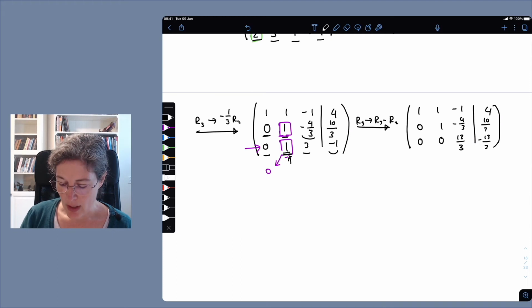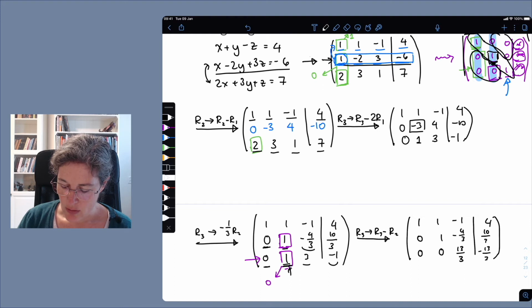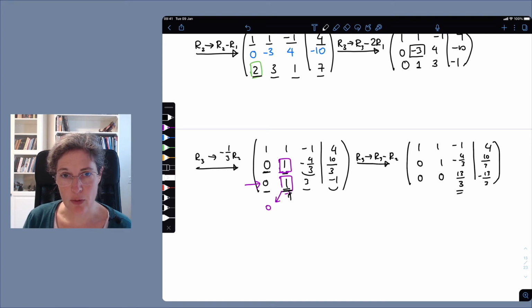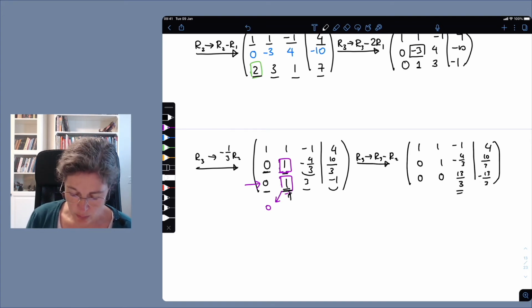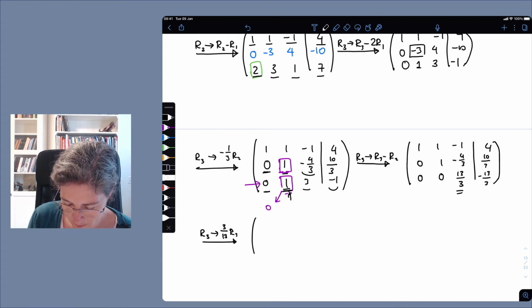Okay, so keep in mind what it is that we're trying to do. We're trying to make sure that we have zeros in our lower triangular area and a 1 here. So if we multiply through our third row by 3/13, we're going to get our 1 there, which we want. So let's do that. Row 3 becomes 3/13 times row 3. Not changing anything in rows 1 and 2.